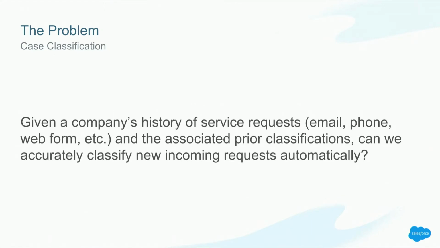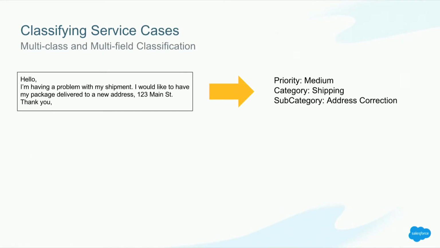So we want to be able to take in any number of different labels, different text, and classify it automatically for them. What that looks like is something like this. Say you've got an email that comes in, I'm having a problem with my shipment, and it's going to have different tags on it, for example. This one is classified as medium priority. It was an issue related to shipping. Within that issue of shipping, the specific problem was an address correction.